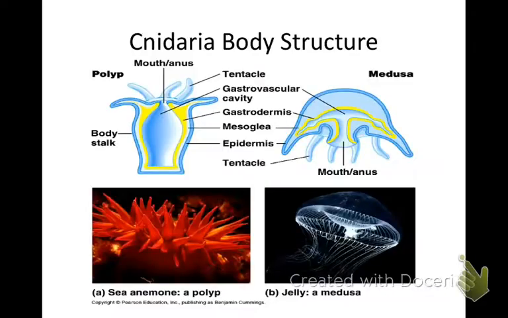Alright, so Cnidaria. These are under radial Eumetozoa. Eumetozoa, those are our true animals, if you want to put out beside there. True animals.